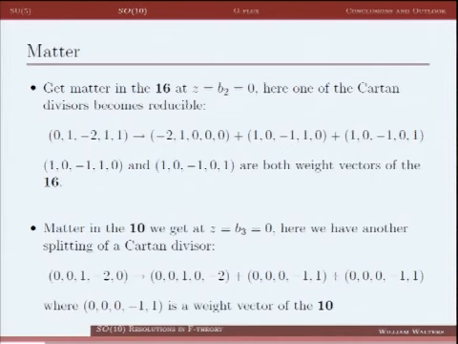And similarly for the 10, where you'd expect to get an SO12 enhancement, one of your Cartan divisors splits, and you end up with some states which you can look up in a table and you see, right, they're in the weight vector for 10, so that's happened absolutely fine.